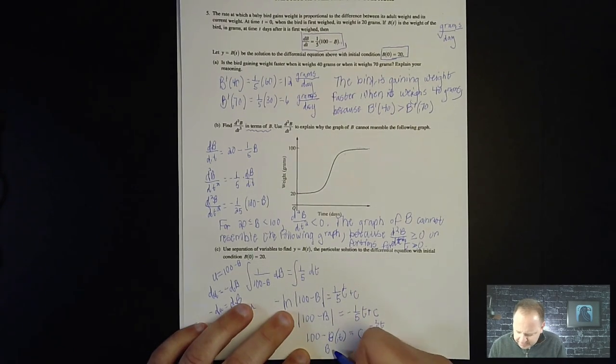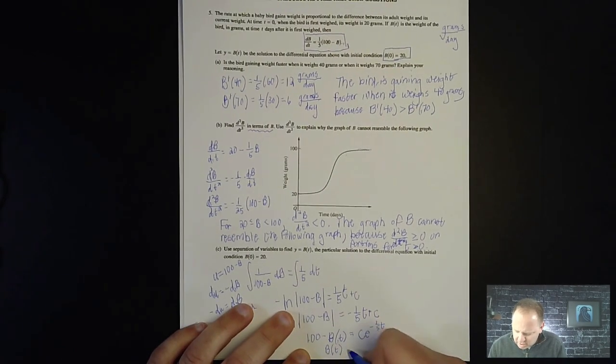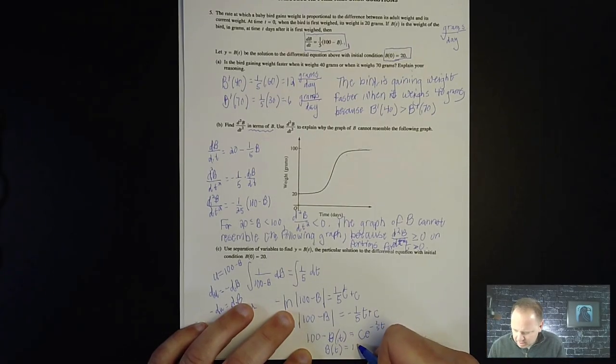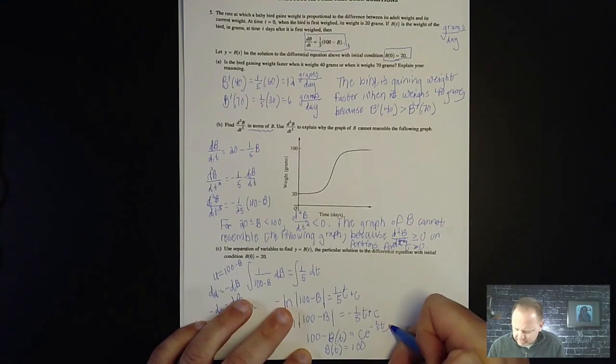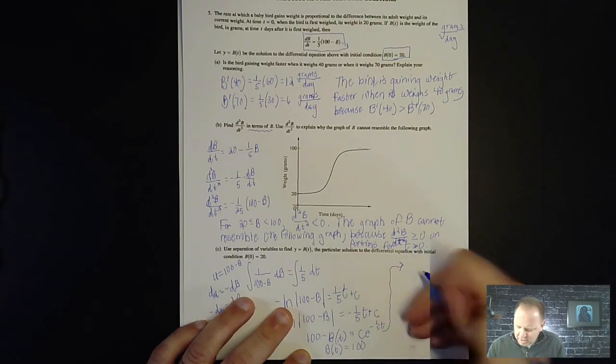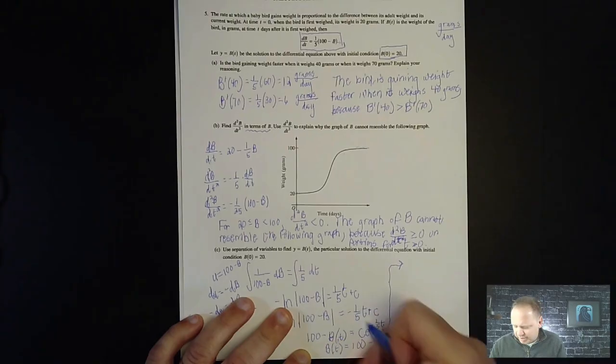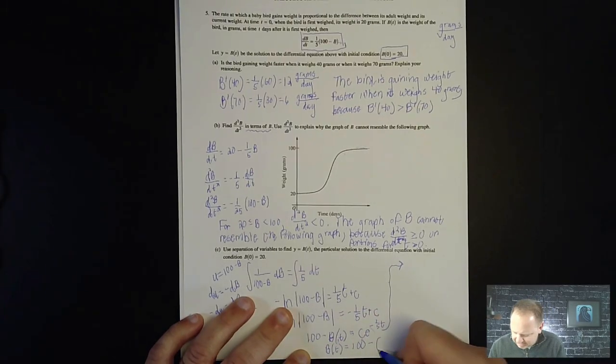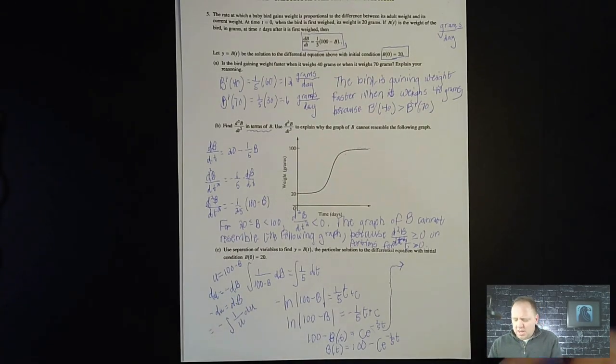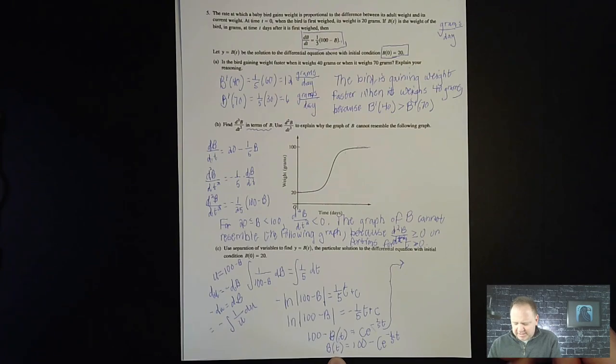Isolate your B of t, and that would give you 100. Oh, I'm sorry. Let's go up here. Oh yeah, sorry. We would bring the B of t over. We would subtract the C e to the -1/5 t. Finding the constant will work itself out in this case. I apologize. So that's how I would get my B of t isolated, right?